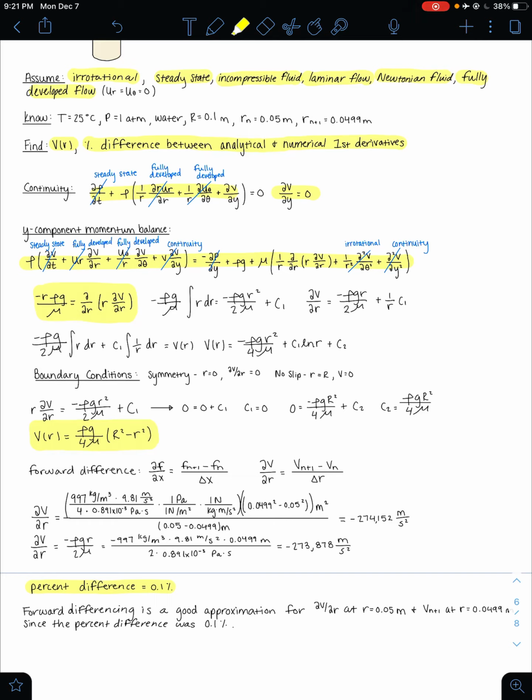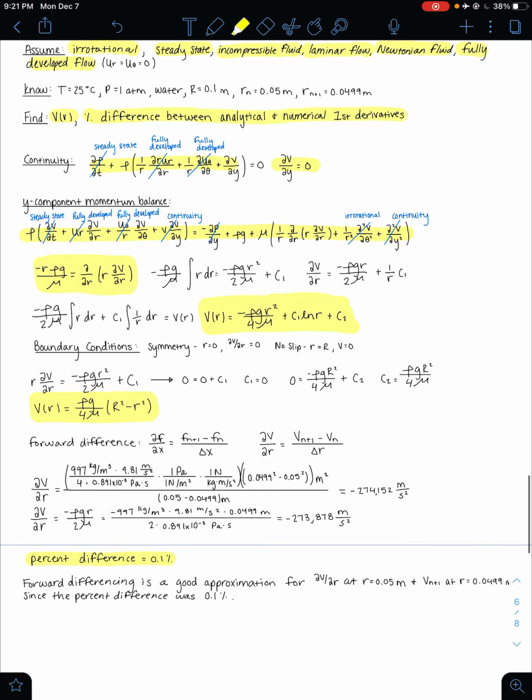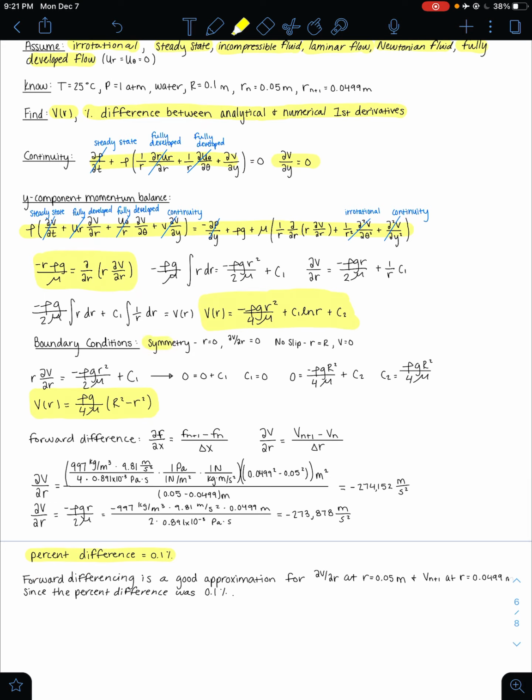Then that expression was integrated twice in order to find V(r). However, V(r) has two unknown constants that had to be solved, using the boundary conditions of symmetry, which was at r equals 0, dv/dr equals 0, and no slip. So when r equals the total radius of the cylinder, which is at the wall, then the velocity equals 0. Using this, it was found that C1 equals 0, and C2 equals the following expression. Plugging in C1 and C2, we could find that this was the equation for the velocity profile.